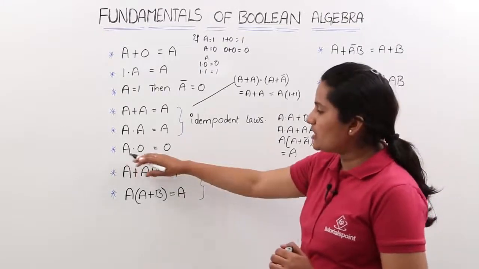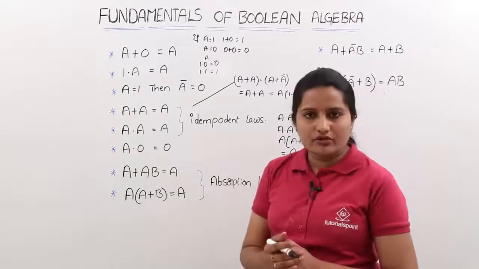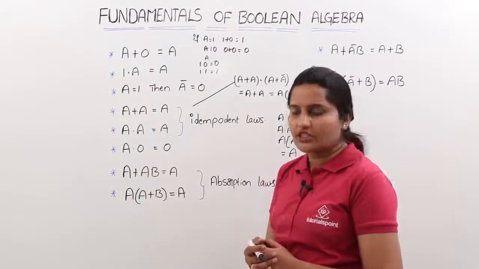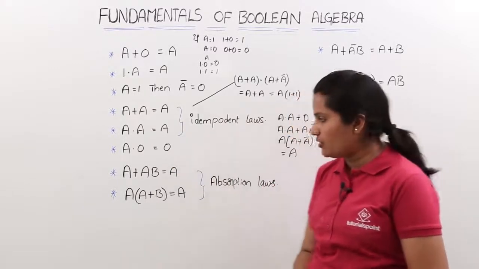Similarly, A into 0 is equal to 0. This is another fundamental we can use while solving Boolean expressions. When anything is multiplied with 0, that will reflect 0 only.